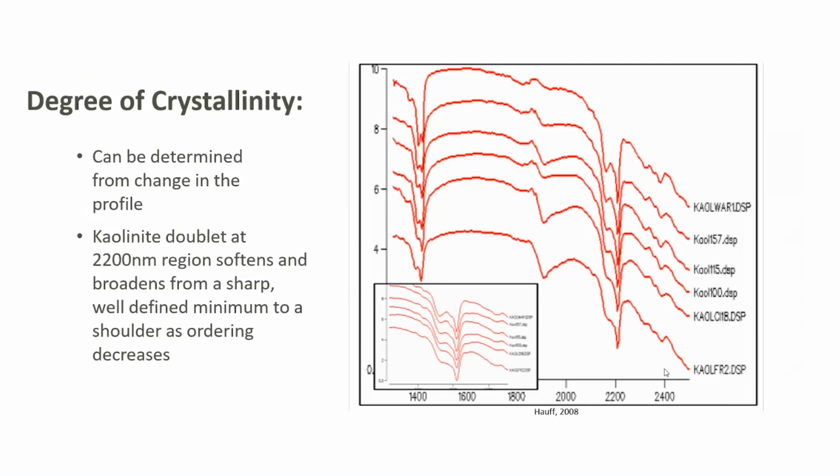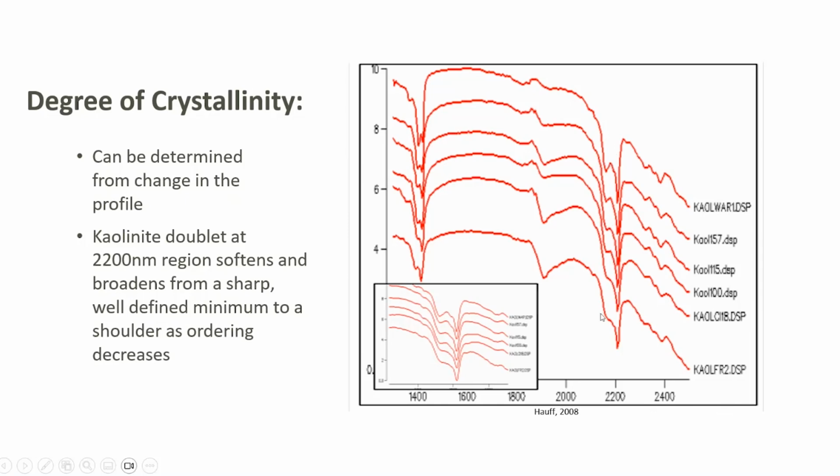All right, so degree of crystallinity can be determined from the change in the profile, using, for example, a calibration data set for comparison. This is where something like EZID would really come in handy. You're going to note here, again, we're looking at the 2200 nanometer feature, but this zoomed in portion is in the 1400 nanometer region as well. These two regions are essential for kaolinite. And what you're going to be looking for is how that kaolinite doublet in the 2200 nanometer region actually softens and broadens.